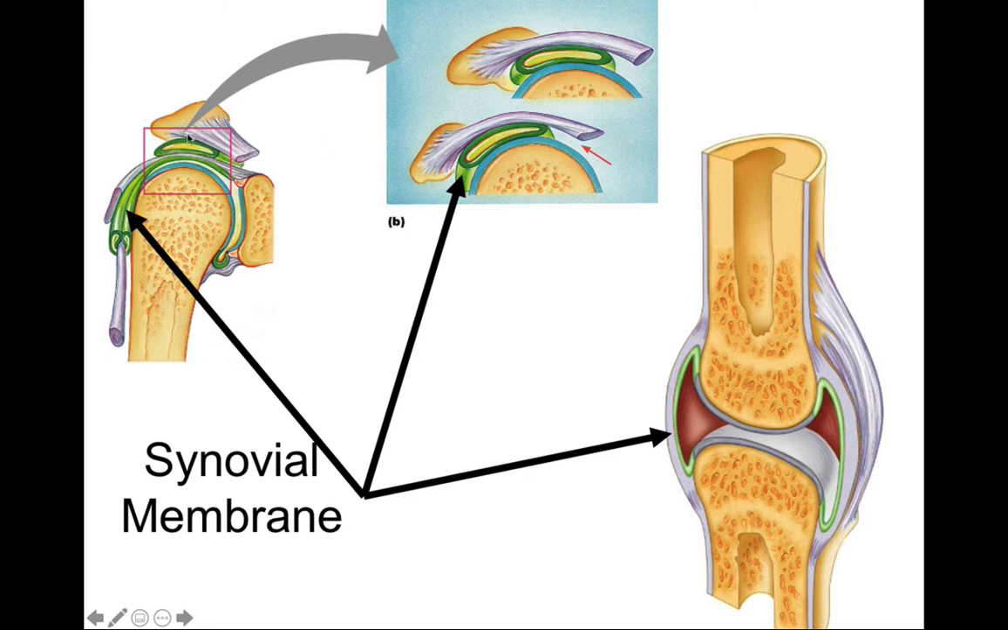You'll see a bursa shown right here, and this tendon sheath, which is basically just an elongated bursa that wraps around a tendon. All of these contain the synovial membrane, which is going to secrete synovial fluid inside of these and allow for lubrication of these different joints.